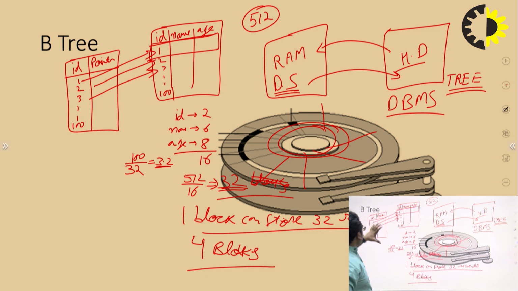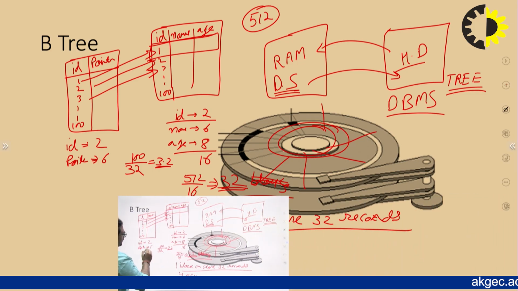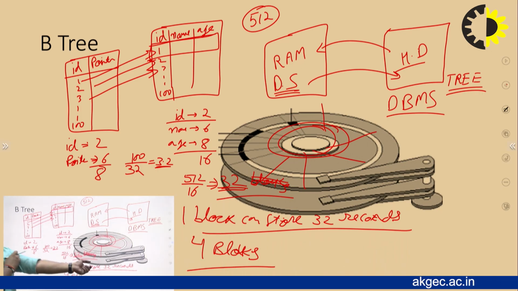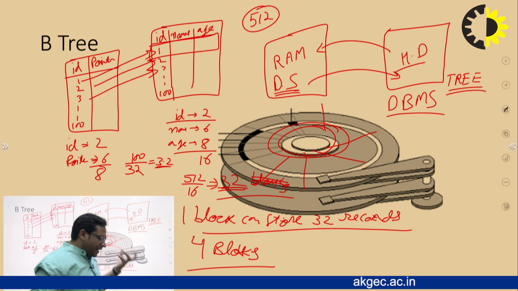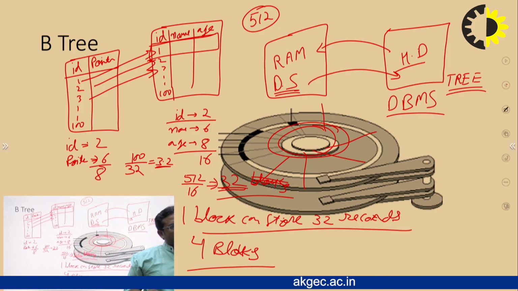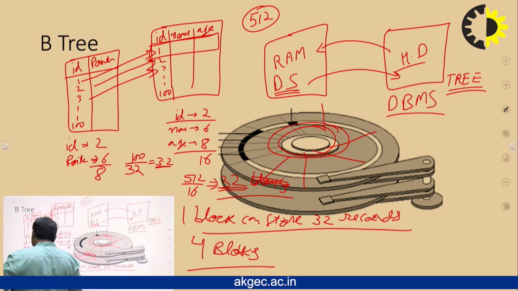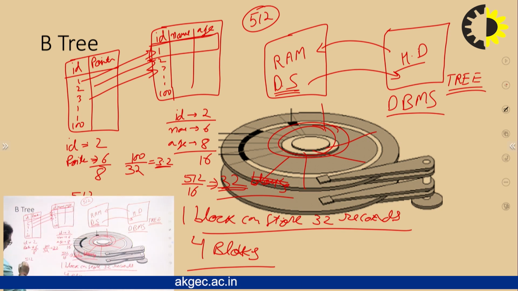Got my point? Again, I am going to do the calculation for this one. How many blocks do we need to store this data? I know that the size of ID is 2, and the pointer I can take as 6. So total is 8. So one record takes 8 bits to store. How many blocks do we need? The block size is 512 divided by 8, which is equal to 64 records.